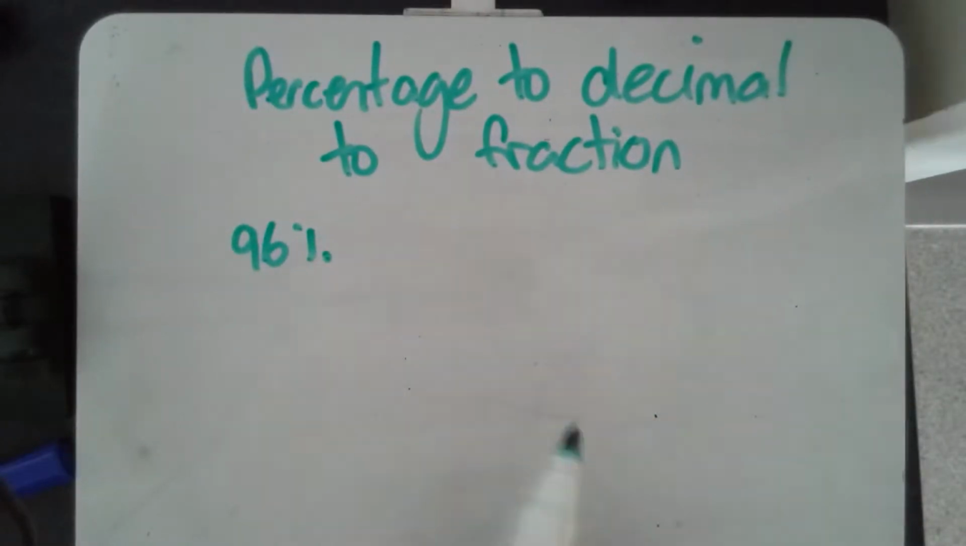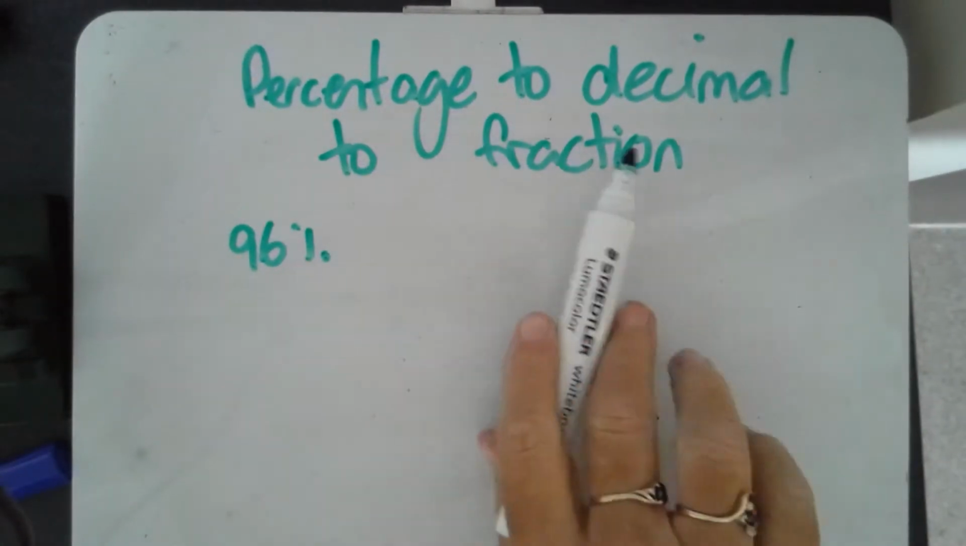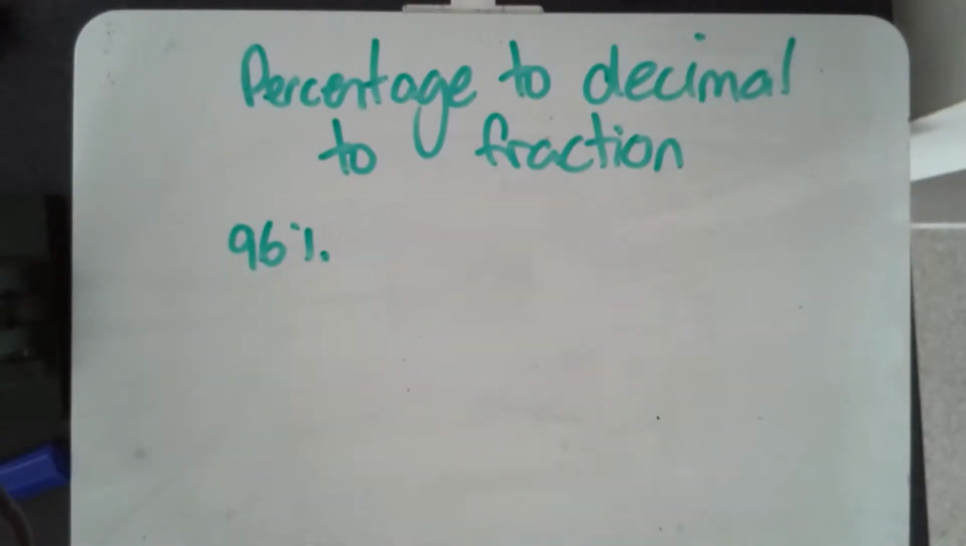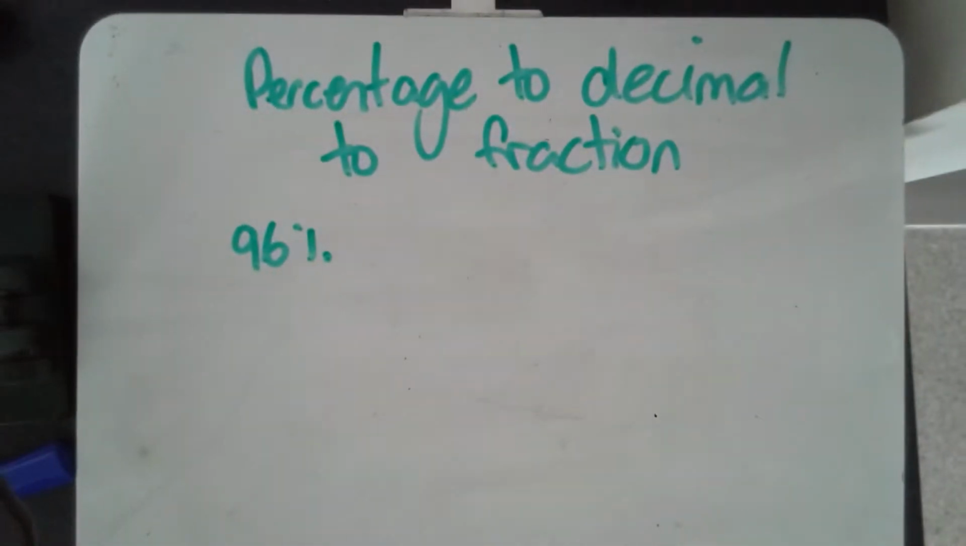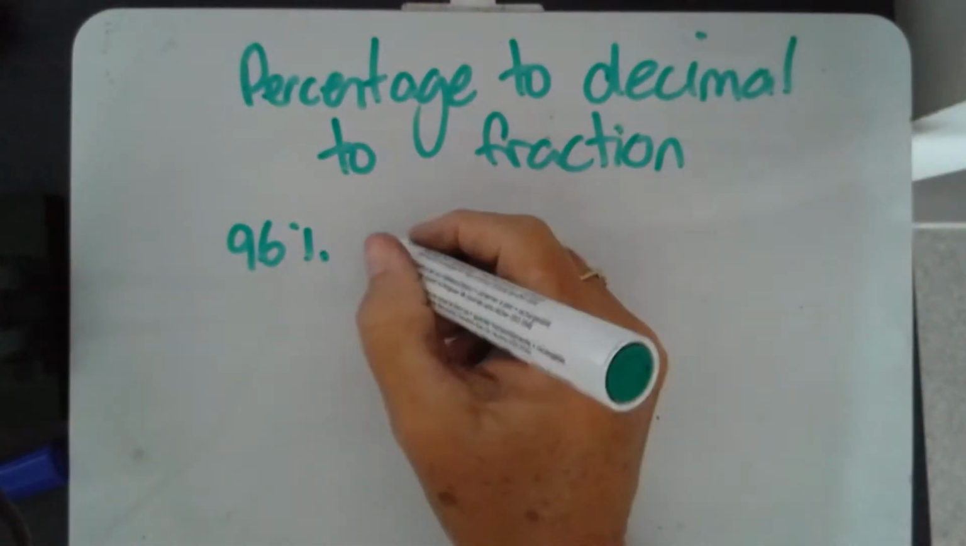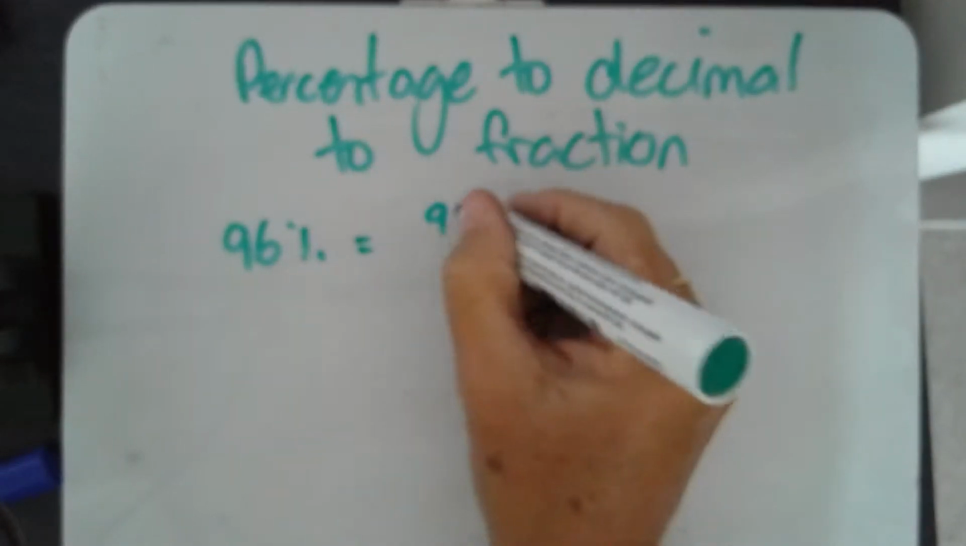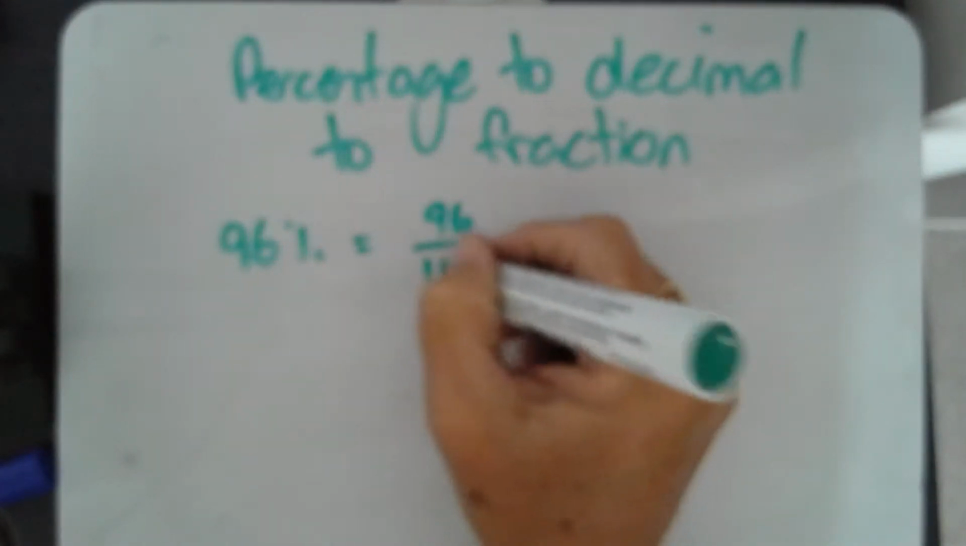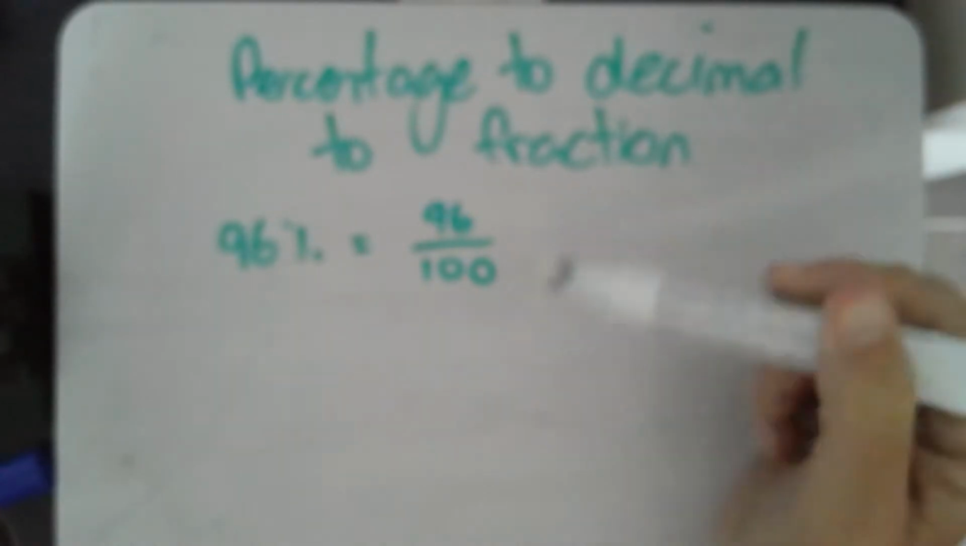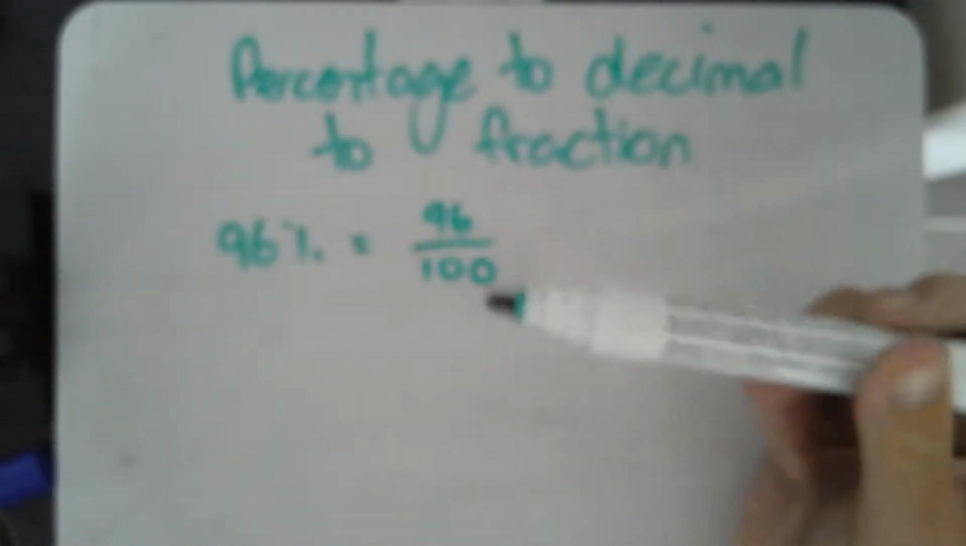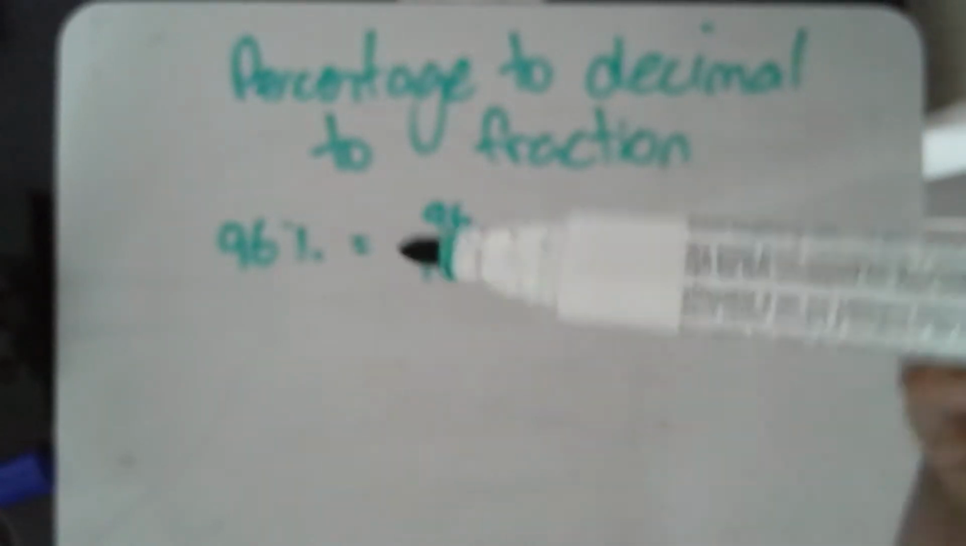to look at changing a percentage to a decimal and to a fraction. So we can say you got 96% on your exam. What does that mean? It means that you got 96 out of 100. Now there might not have been 100 questions on the paper, but if there were, you would have got 96 of them correct.